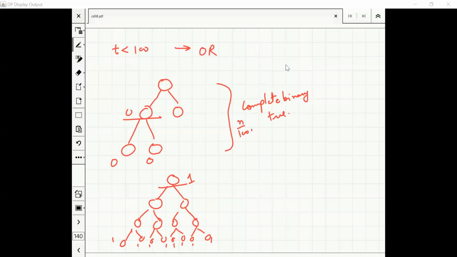Sounds good? Are you okay with this argument that I can take it to be n by 100, and then I can take the deterministic tree to be of the same depth n by 100. It is a complete binary tree of depth n by 100. Is the definition of complete binary tree confusing? Every path is going to be of the length n by 100. Questions?